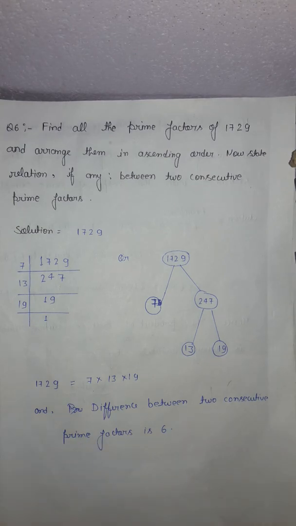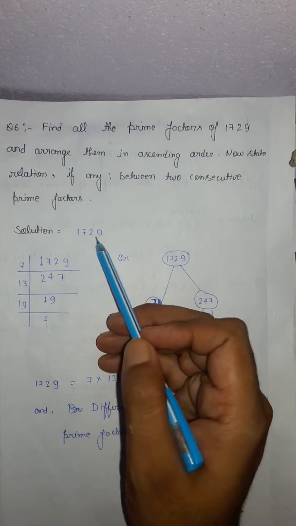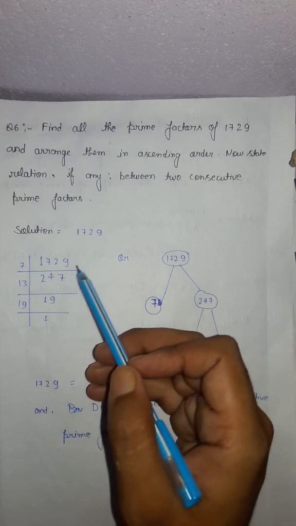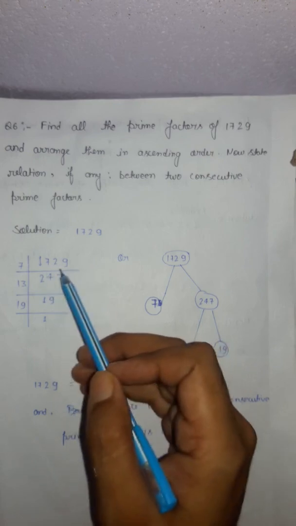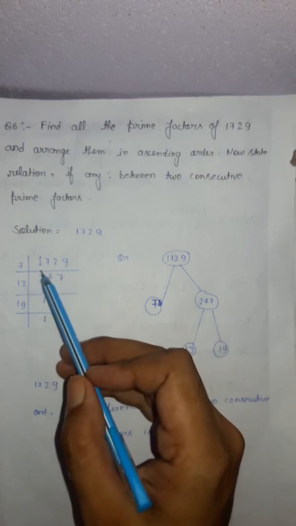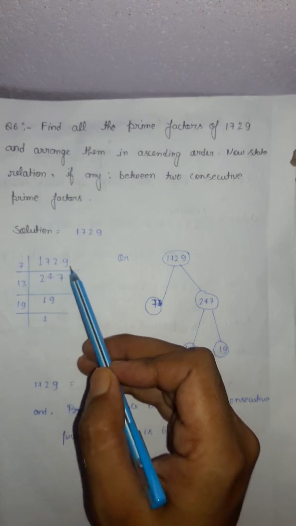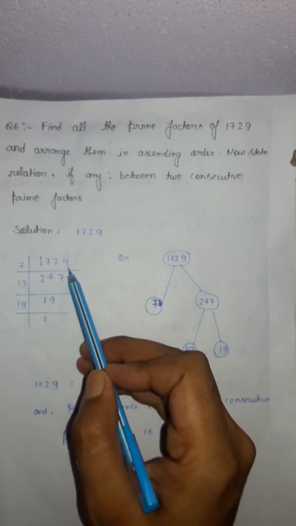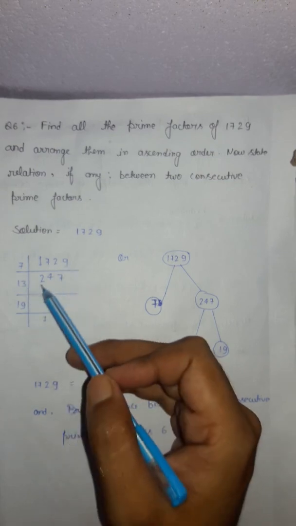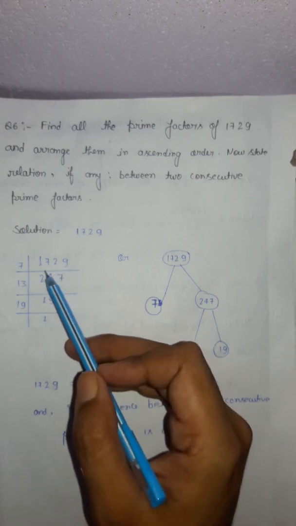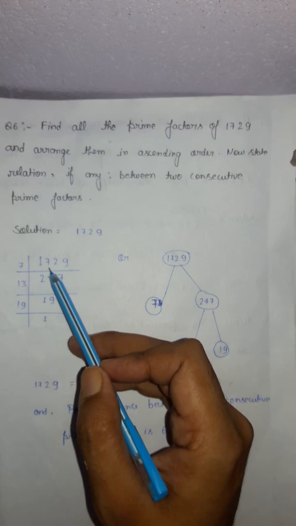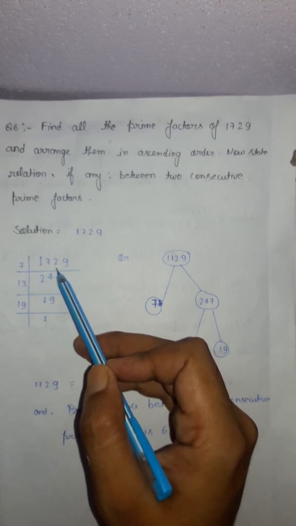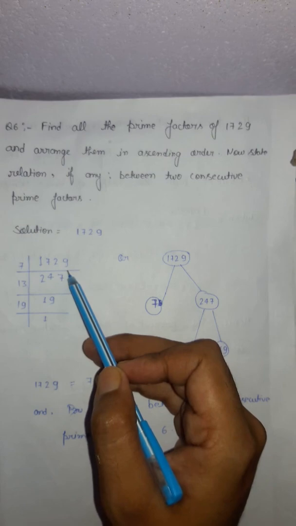Now let's find its prime factors. Our number is 1729. We are going to factorize it using the division method. If we see its units place digit, it is 9, and 9 is not divisible by 2, so this number is not divisible by 2. Now if we find the sum of digits, 1 plus 7 is 8, 8 plus 2 is 10, 10 plus 9 is 19. 19 is not divisible by 3, so it is not divisible by 3 either.